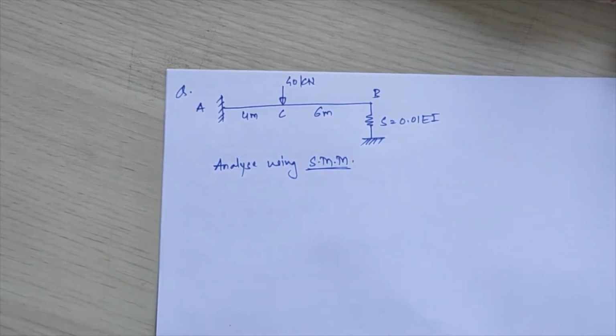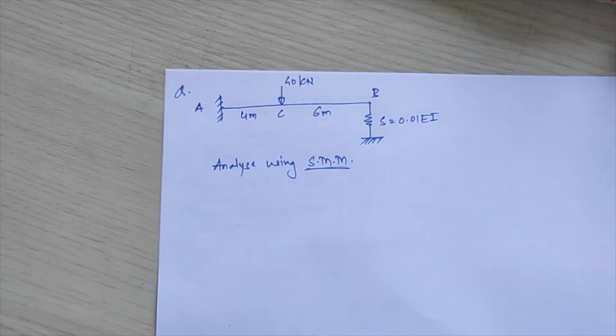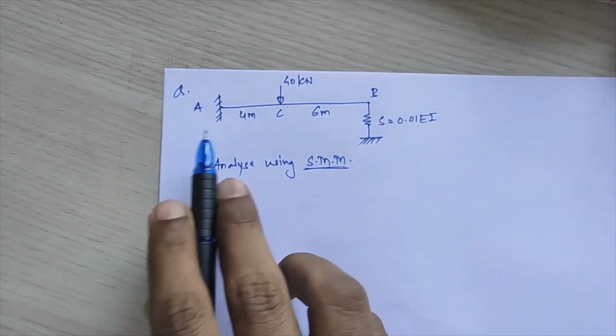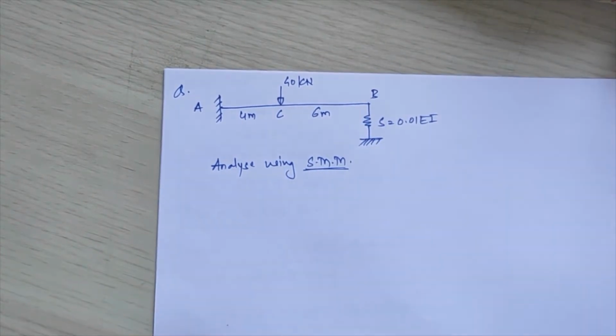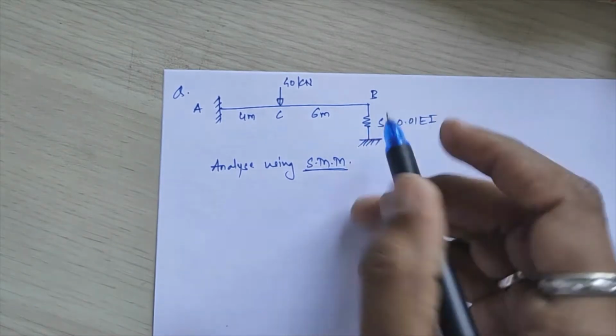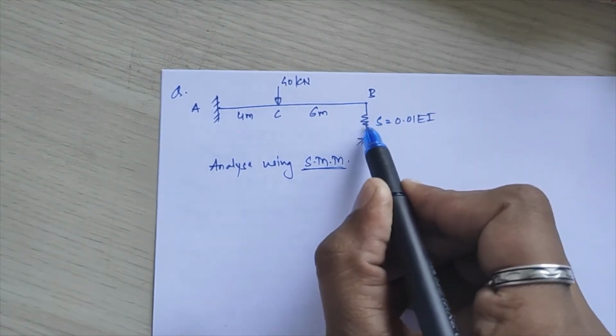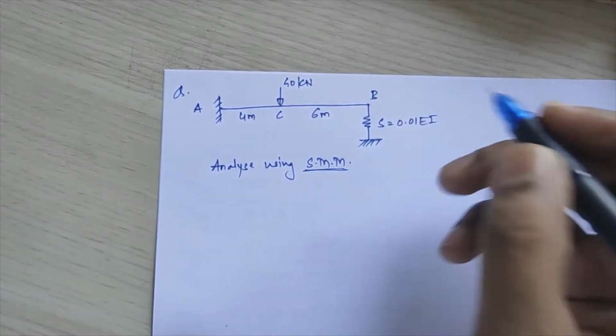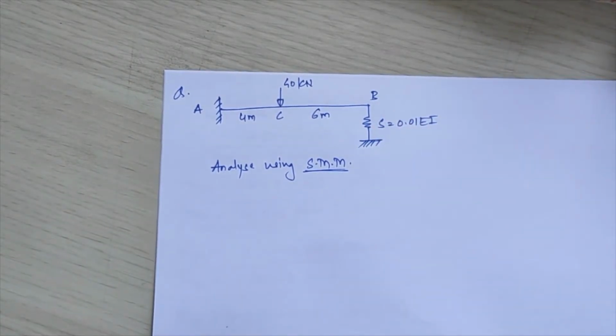We'll continue with the next numerical of the stiffness matrix method. I have taken one more numerical for this, that is a beam ABC, again with point loads of 40 kilonewton at 4 meters and 6 meters apart from A and B. The change in this numerical is that one extra spring-like member is added over here. Due to this spring, we'll see how this numerical becomes different.